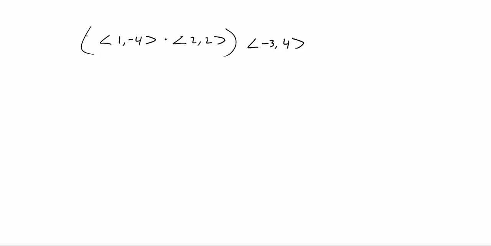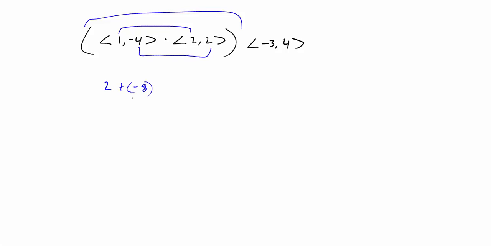Well, we have parentheses, so we're going to start here on the inside. So we want to look at the dot product here. That means we're going to take 1 times 2, so we would end up with 2. And then -4 times 2 would be -8. And then we have our vector still out here, which is <-3, 4>. So 2 plus -8 would be -6, and we still need to multiply that by the vector.